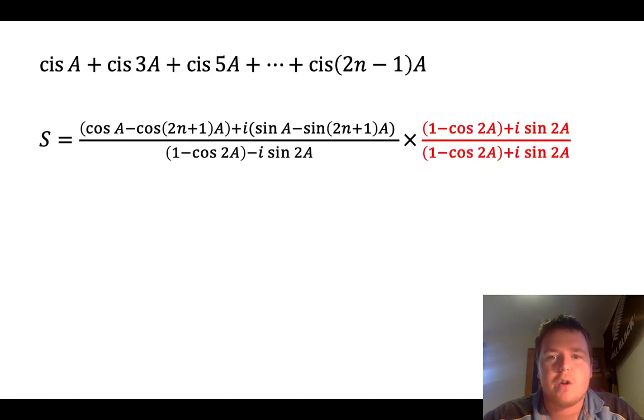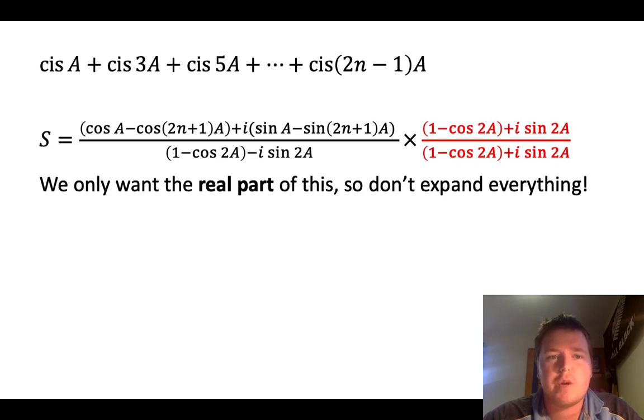Okay, now we times by the conjugate top and bottom, conjugate of the denominator top and bottom. We actually only want the real part of this because we started with this complex number series.